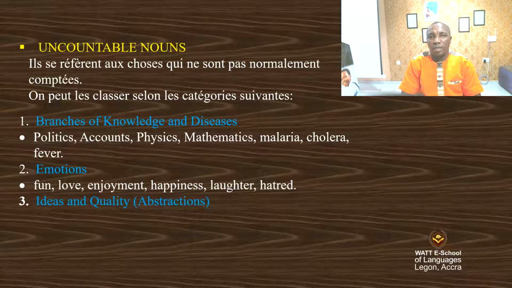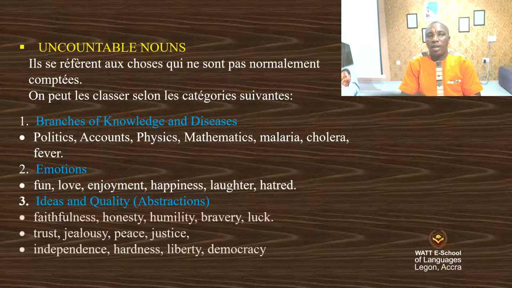That is abstract. It is abstraction. Ideas and quality: we have faithfulness, honesty, humility, bravery, luck, trust, jealousy, peace, justice, independence, hardness, liberty, democracy. These are words under ideas and quality.